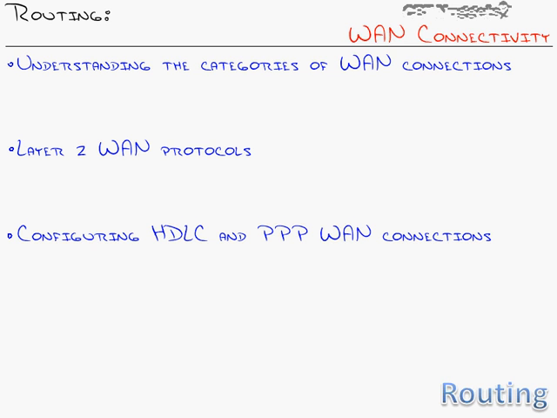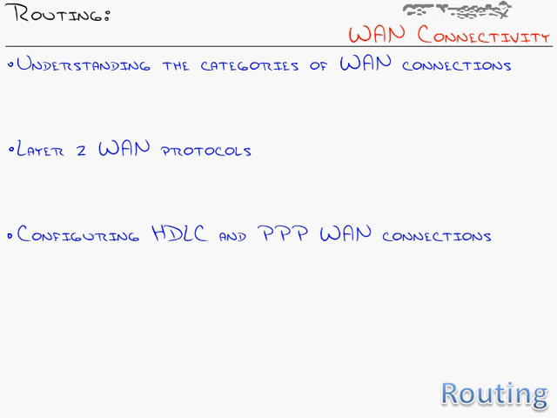Now it's time to turn to a router's specialty, which is WAN connections. Routers are the only thing that can get us connected to the wide area network. So what I plan on doing in this video is walking through the categories of WAN connections, because when you go out into the world and start setting up networks, you have to know which kind to buy. Second thing we'll talk about is the layer 2 WAN protocols.